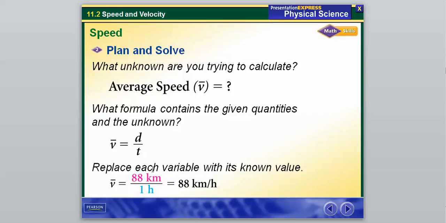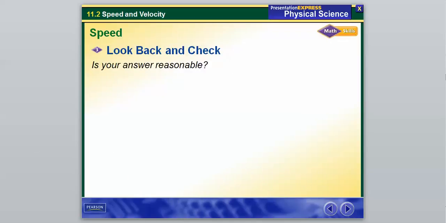And notice the labels. The labels are very important. You cannot leave those out, because our final answer is 88 kilometers per hour. So make sure you keep your labels here. And then if you look back, is your answer reasonable? Yes, it is, because 88 kilometers per hour is a typical highway speed. So that is how you calculate average speed. It's very simple. It's just the total distance you traveled over the total time.